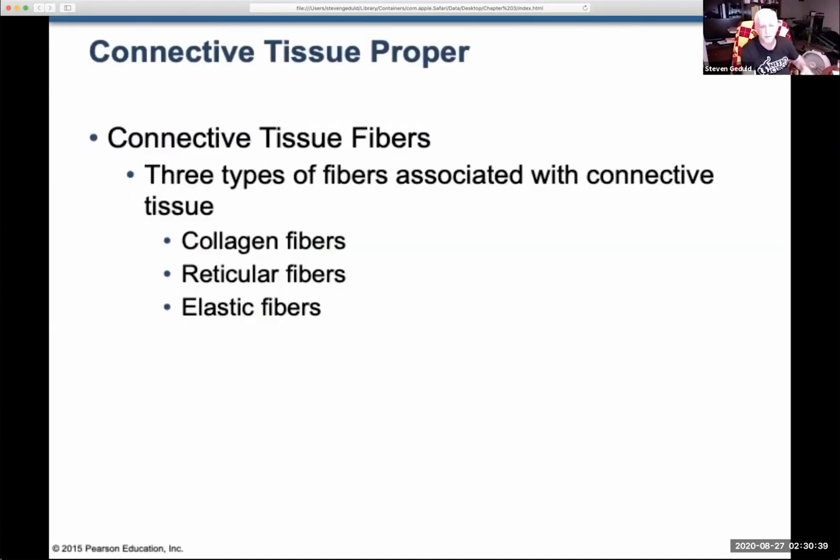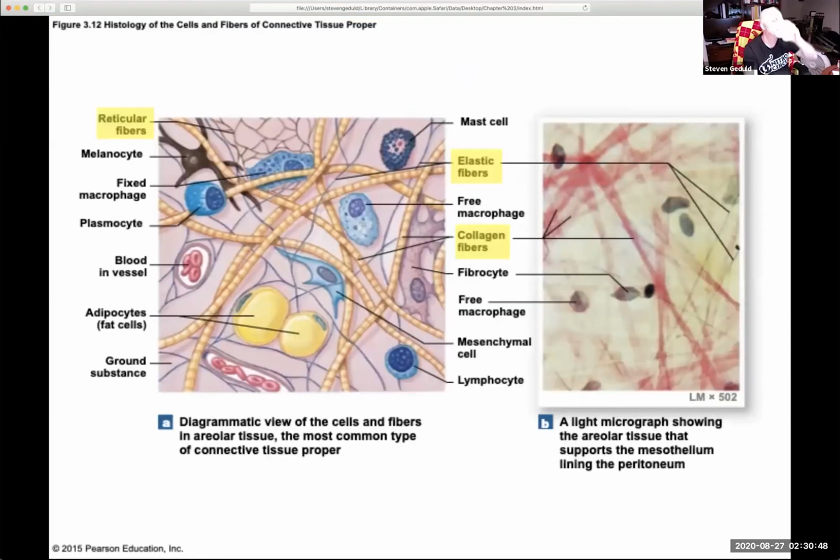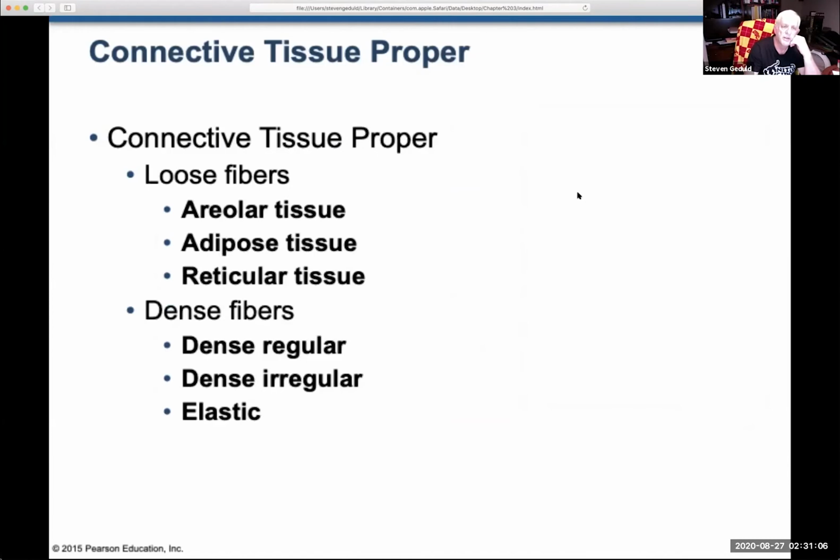The three types of fibers associated with connective tissue are collagen fibers, reticular fibers, and elastic fibers. All right, so you can see the three different types on the diagram right there. The very thin, small reticular fibers. The elastic fibers are very flexible, and the collagen fibers are a lot thicker, supporting your main structure. Okay. Connective tissue has loose fibers and dense fibers. The loose fibers are your areolar tissue, adipose tissue, and reticular tissue. Your dense fibers are your dense regular, dense irregular, and elastic.